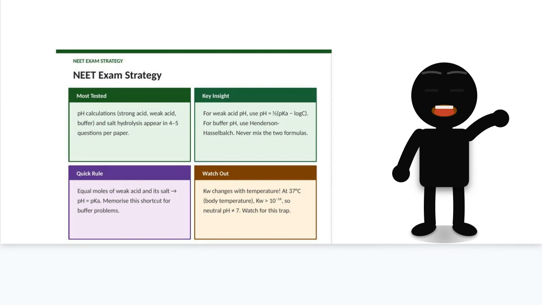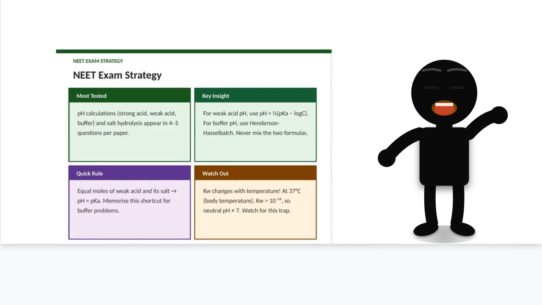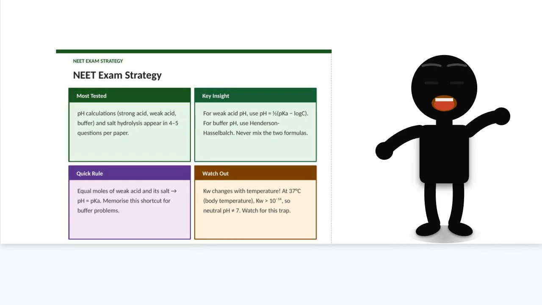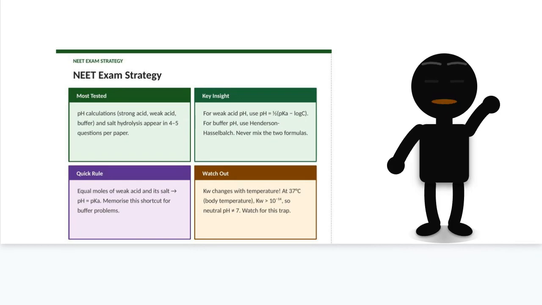For salt hydrolysis, remember the 4 cases: strong weak gives acidic, weak strong gives basic, strong strong gives neutral, weak weak depends on individual constants. The temperature trap on Kw is a genuine NEET question type. At temperatures above 25 degrees, Kw is larger than 10 to the negative 14.